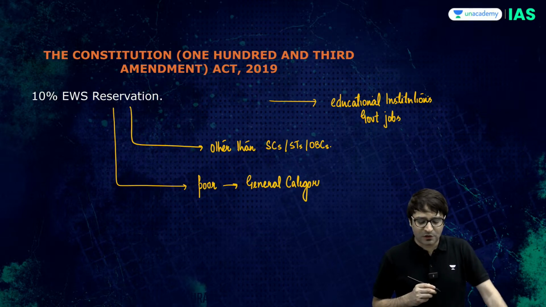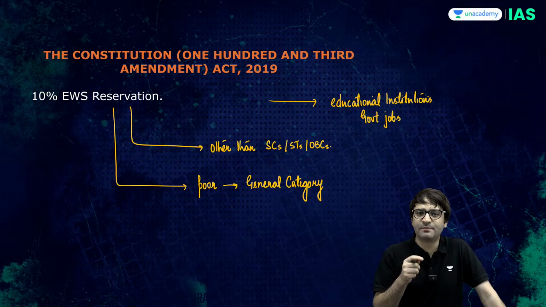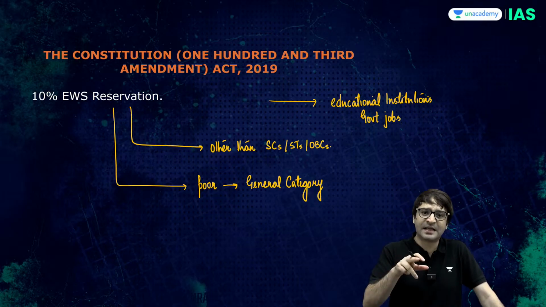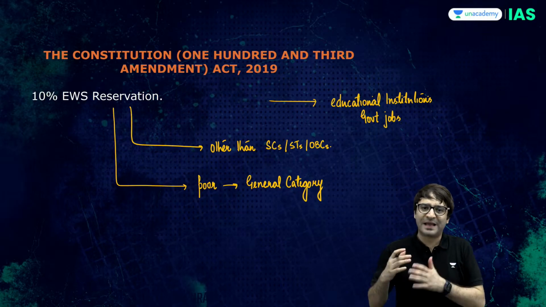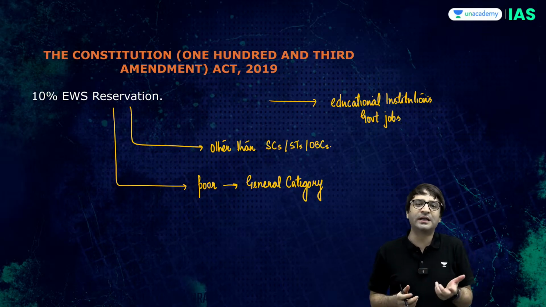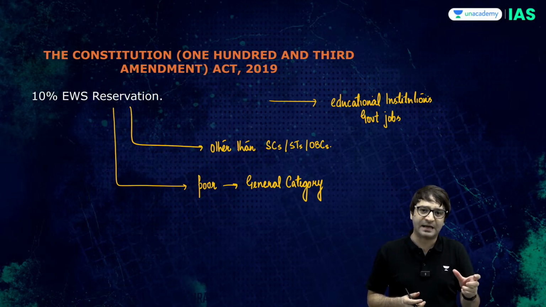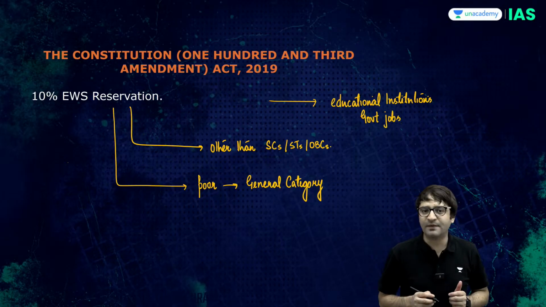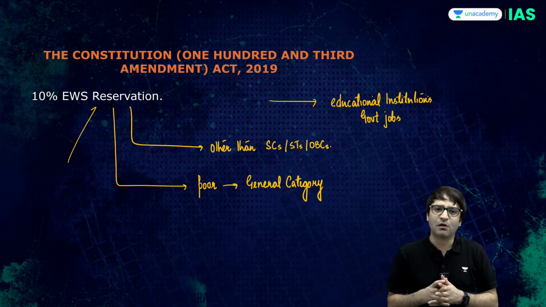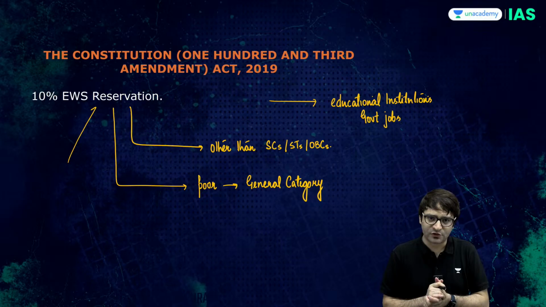So the 103rd Constitutional Amendment Act 2019 talks about giving 10% reservation to economically weaker sections of the society, other than those who are already getting reservation. That means those who are from SC, ST, OBC community, they will not get reservation, but this reservation is given to the members of the general category. Amongst them, whoever is poor, belonging to the EWS category, they will get the reservation. And we also saw how last year the Supreme Court upheld this EWS reservation.